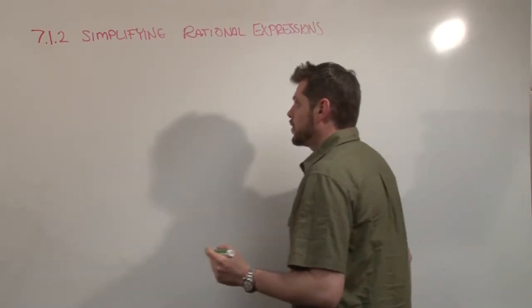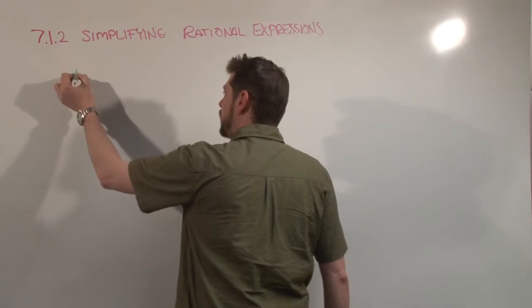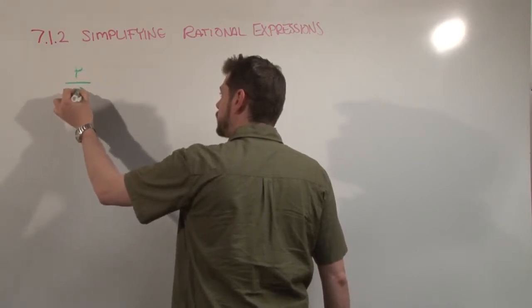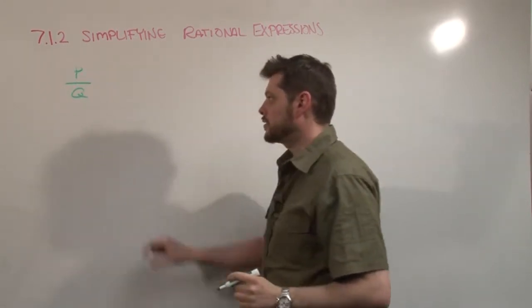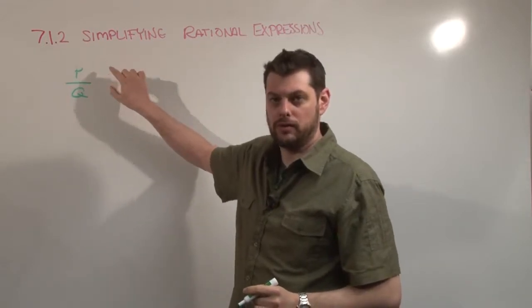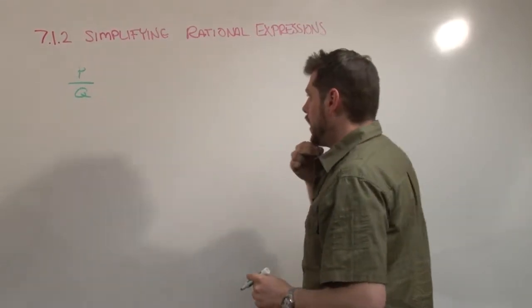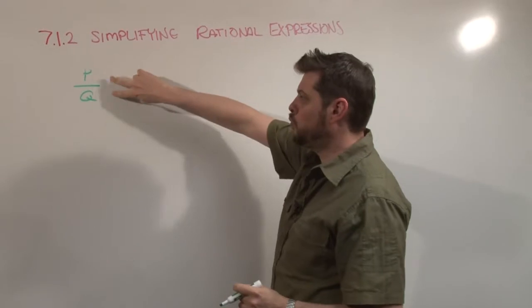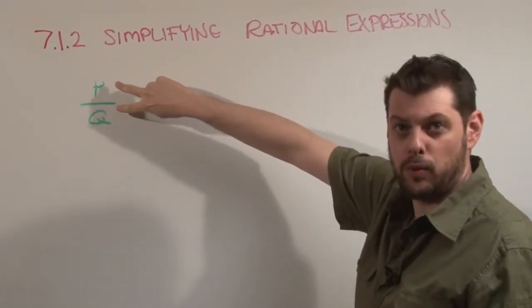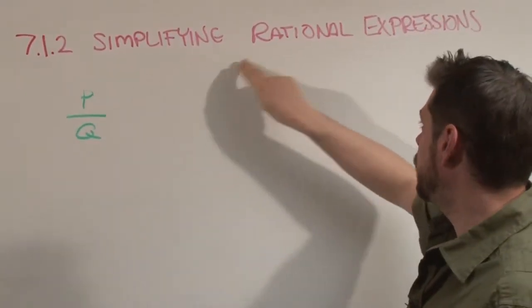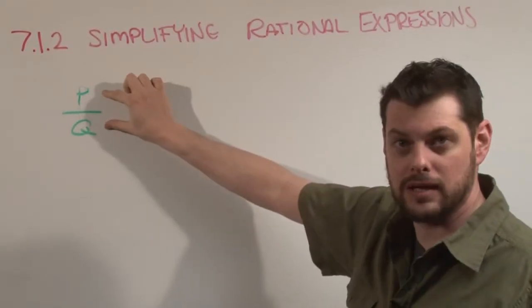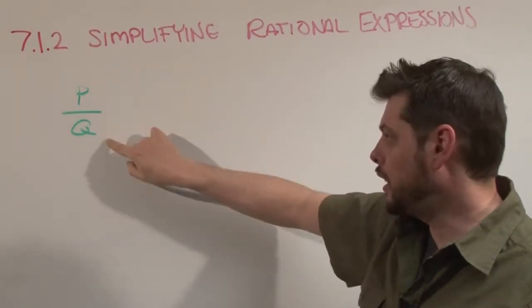Okay? So again, we're going to go back to our definition of what a rational expression is. It is a term that can be expressed with a numerator and a denominator. And in order to simplify a rational expression, this is as simple as it gets. We have one term on the top and one term in the bottom.